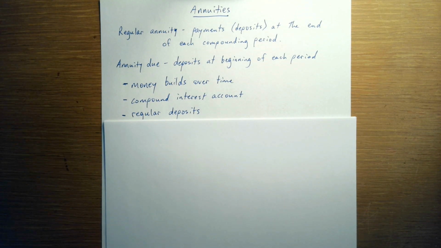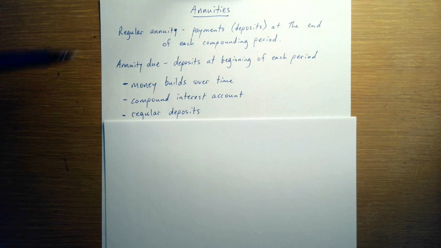Hey everyone, in this video we're going to take a look at annuities. And an annuity is just a system of regular payments or deposits. For us, our payments or deposits will be made into a compound interest account. And there are two types of ways that this can be done.